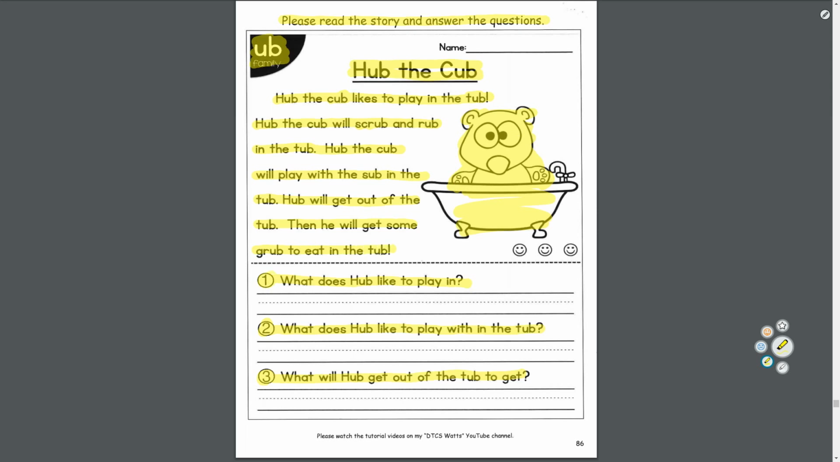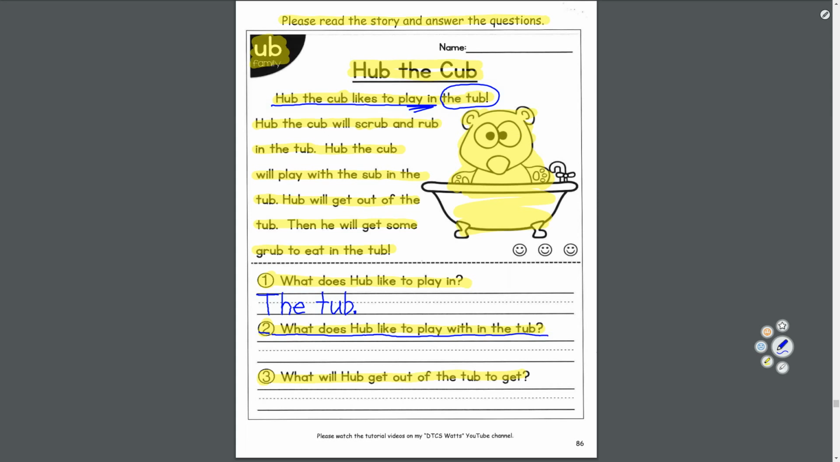Okay, question 1. What does Hub like to play in? Let's see. Hub the Cub likes to play in the tub. So uppercase, because it's the start of our answer. The tub. Period.